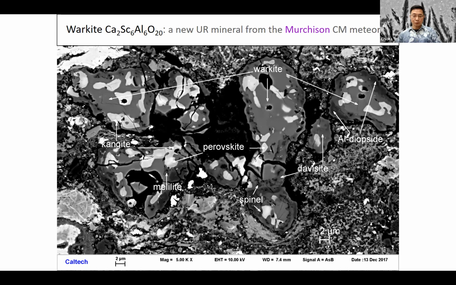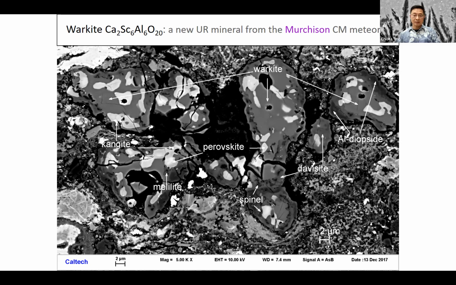Wark is a new ultra-refractory mineral, and my colleague first observed this phase, then sent it to me for a close look. It took me several years to figure out what it is. So wark here occurs with kangite, davisite, perovskite, and aluminum-rich diopside.